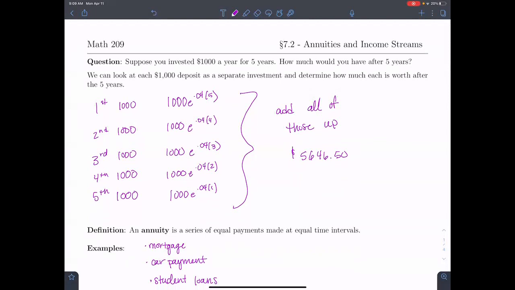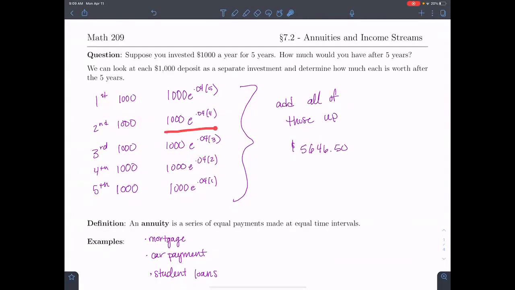One thing you can do is to look at each $1,000 deposit separately. You would take the first $1,000, which gains continuously compounded interest for 5 years at 4%. Then you would do it again for the second $1,000 for the next 4 years, the third for 3 years, the fourth for 2 years, and the fifth for 1 year. Each of these is a separate thing, but you add them all up to figure out the total over those 5 years. When you add all of those up, you get 4650.